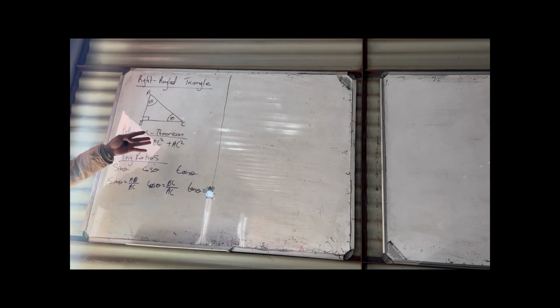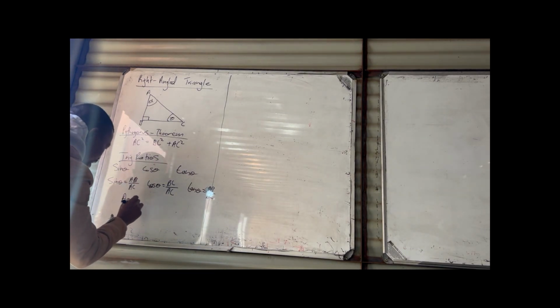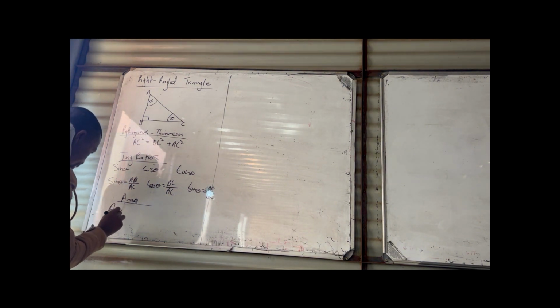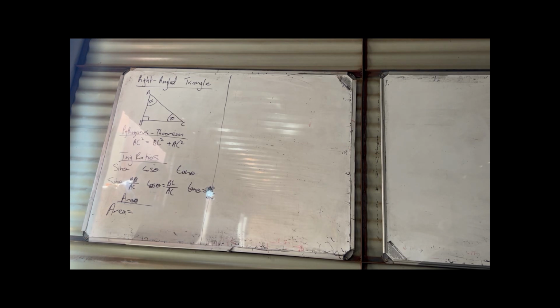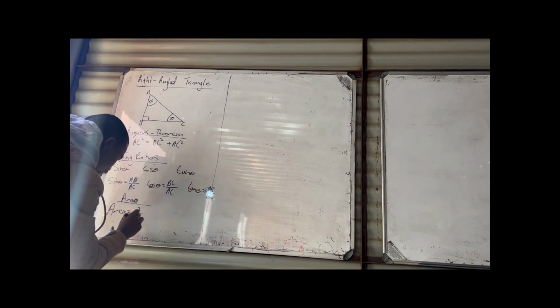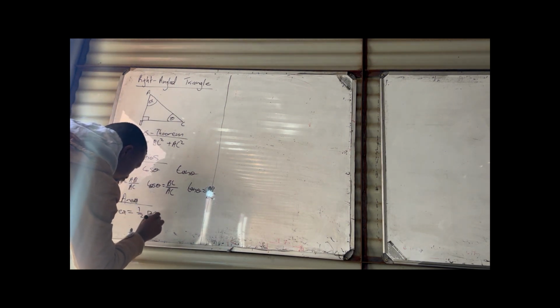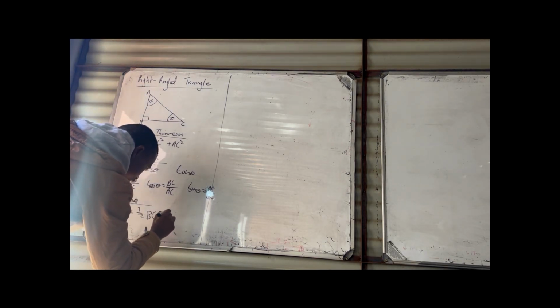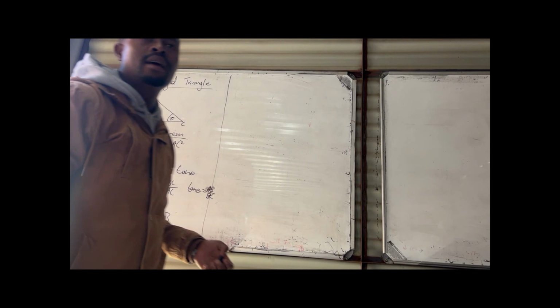Now, the area of a triangle. How do we get the area of a right angled triangle? We know that the area is half base times height, one over two. The base is BC, multiplied by the height, AB. So the area is half BC times AB. This is what we know from a right angled triangle.